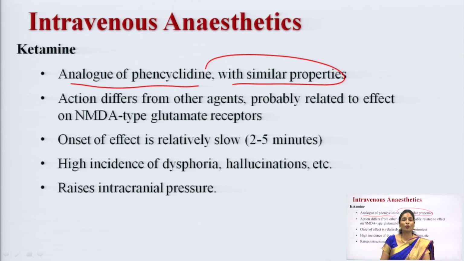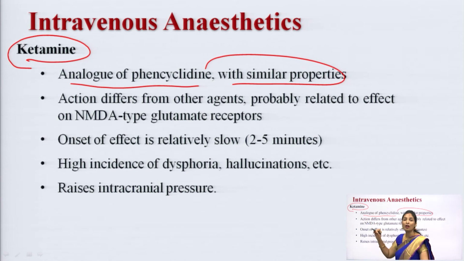So if I talk about ketamine, the action differs from the other agents. If you compare with the other intravenous agents, the action is very different with this ketamine drug. Probably it is related to the effect on the NMDA type of glutamate receptor. So this ketamine drug will act through inhibition of the excitatory neurotransmitter.